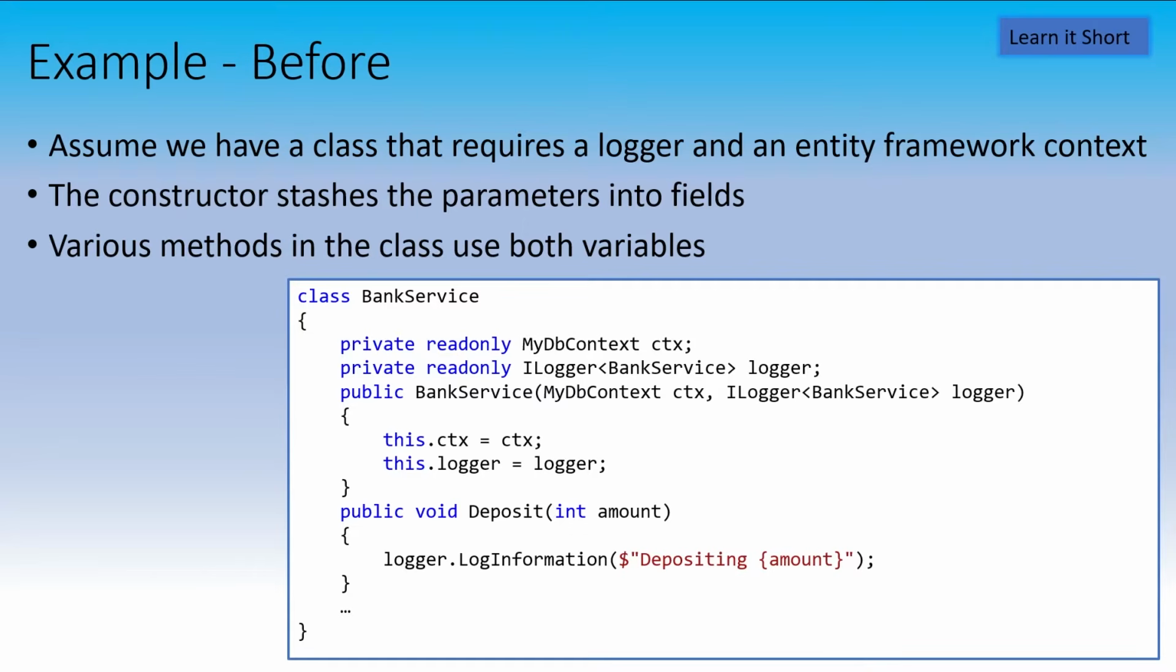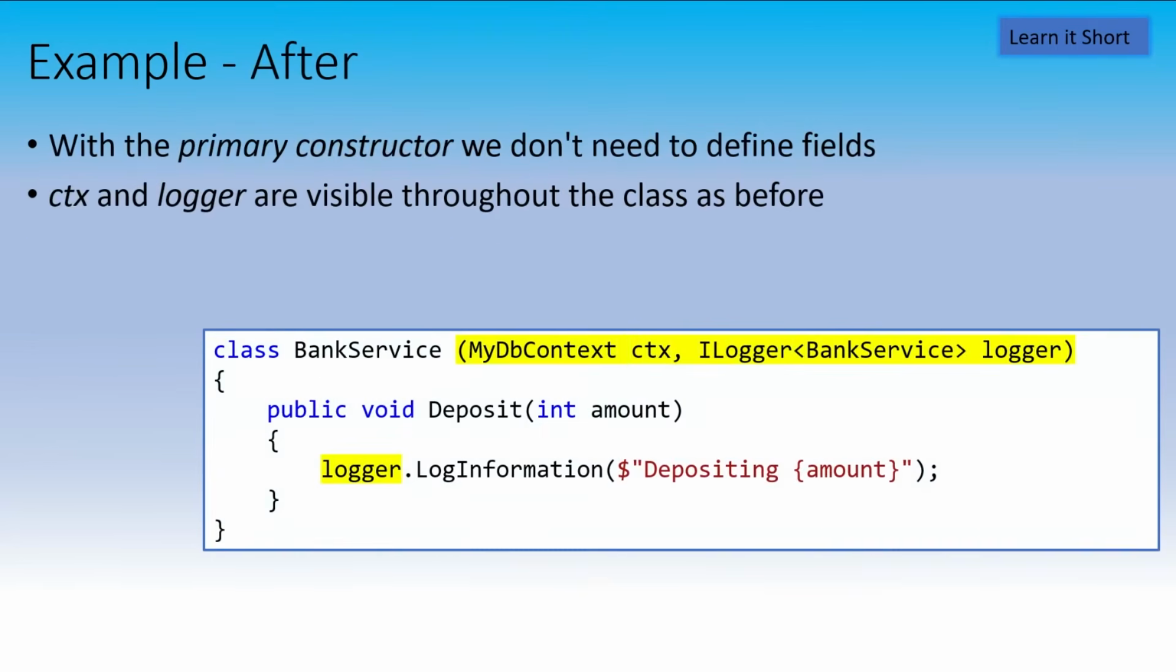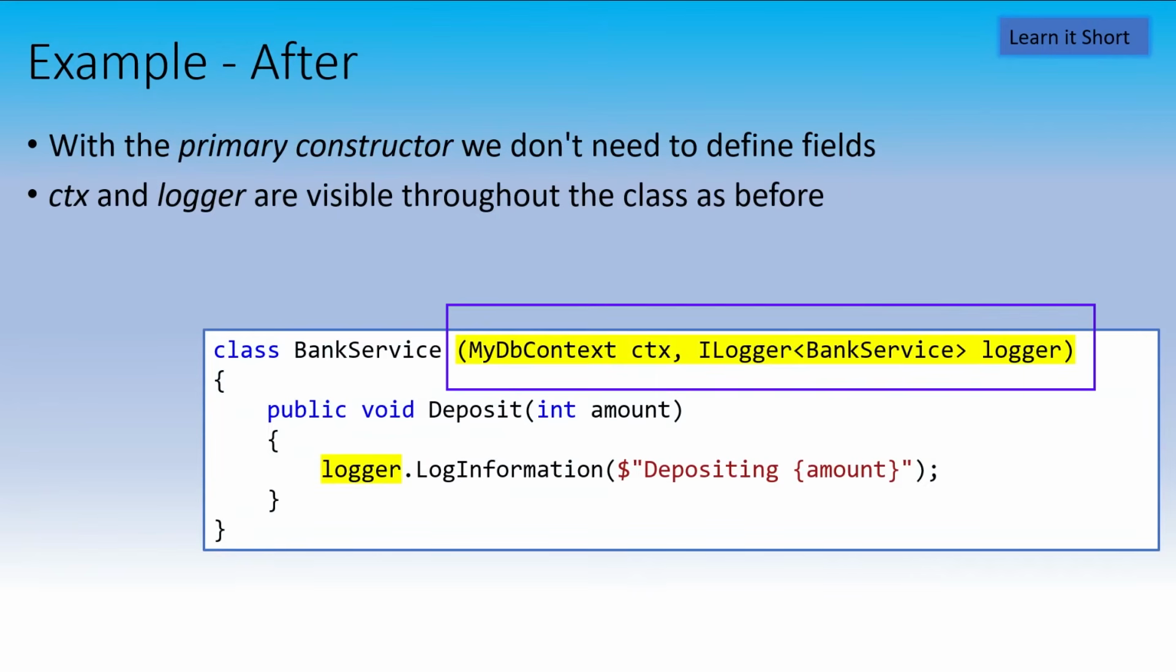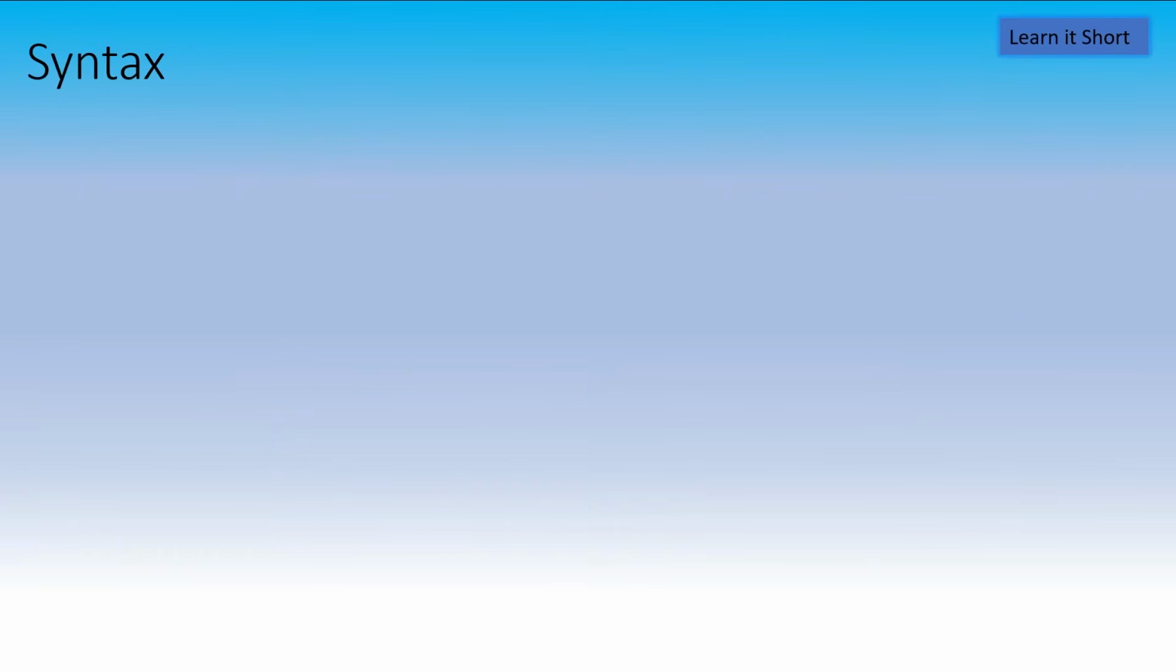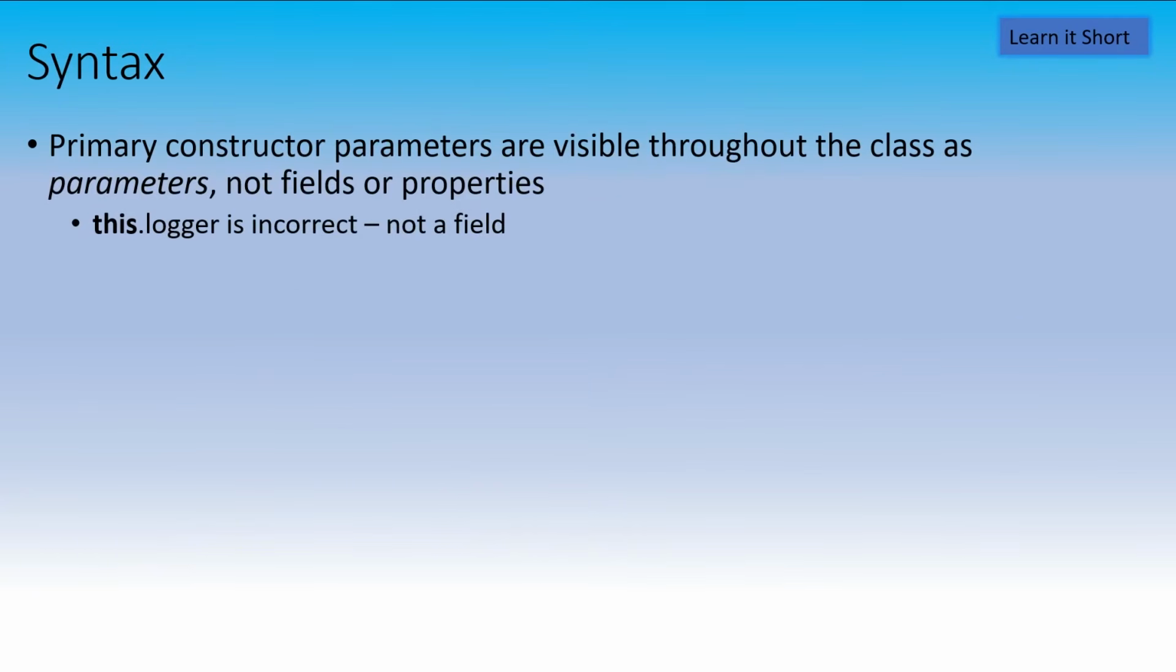When we change this over to a primary constructor, the constructor parameters move to the class definition. Notice we got rid of the constructor altogether. We also got rid of the fields because the parameters, ctx and logger, are visible throughout the class. They are also captured into the object's state, so they are persisted throughout the object's lifespan. Pretty cool, huh?